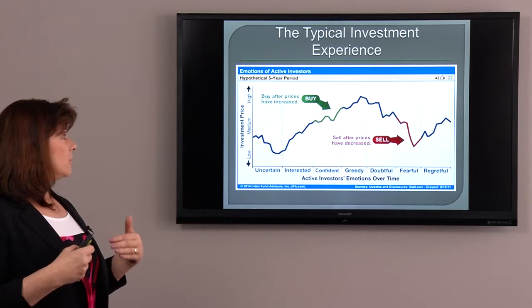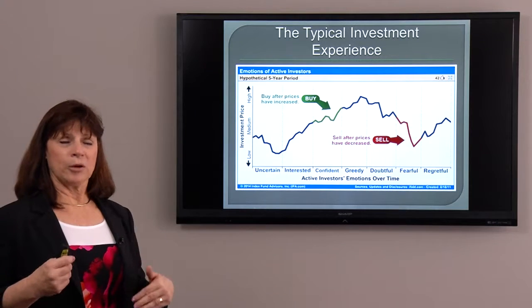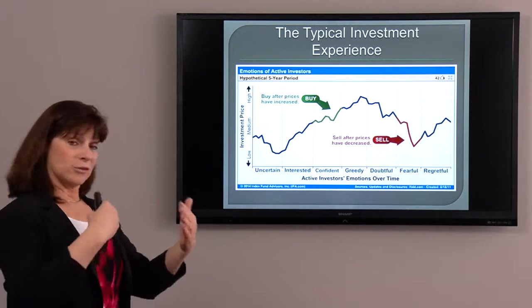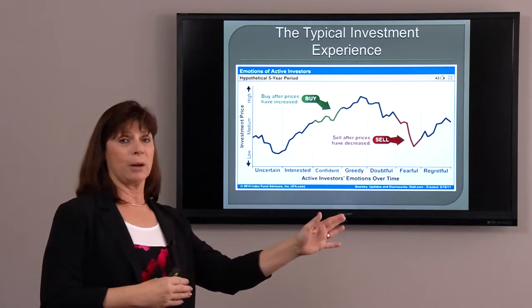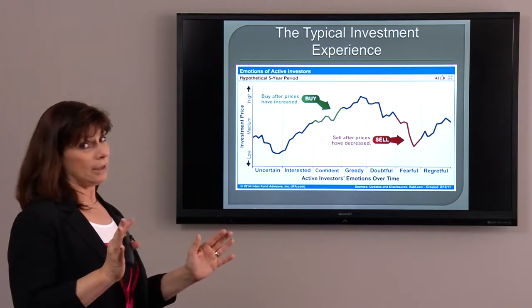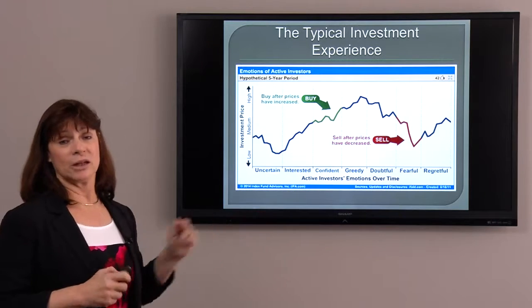So this is typical for the investment experience for most investors. Since they're chasing return, I'm going to get rid of this fund that's not performing well, and then I'm going to go buy this fund that is performing well, which means I am buying high and I'm selling low.